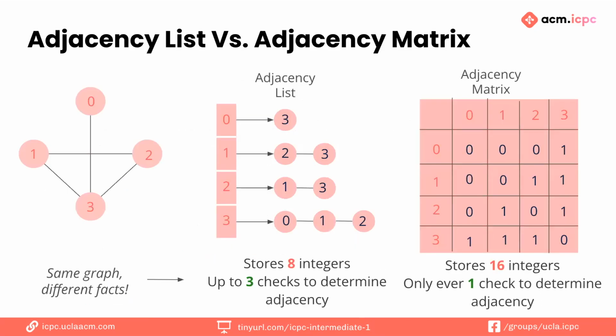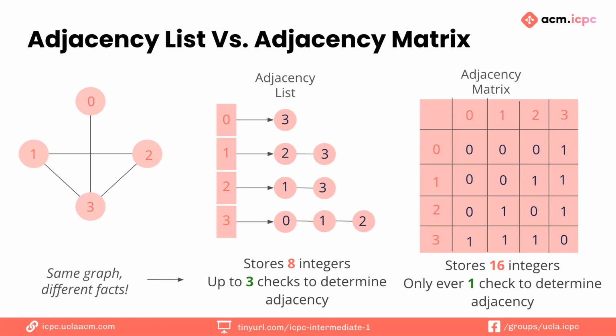And just to give you a visualization of what that looks like, if we represented this graph on the left as an adjacency list and an adjacency matrix, even though it's small and usually you'd have something far larger for your test cases in a competitive programming problem, you can see the difference already. Adjacency lists will only store 8 integers because there are only 8 edges. Well, 4, but they go both ways. And it could take you up to 3 checks to determine adjacency though.